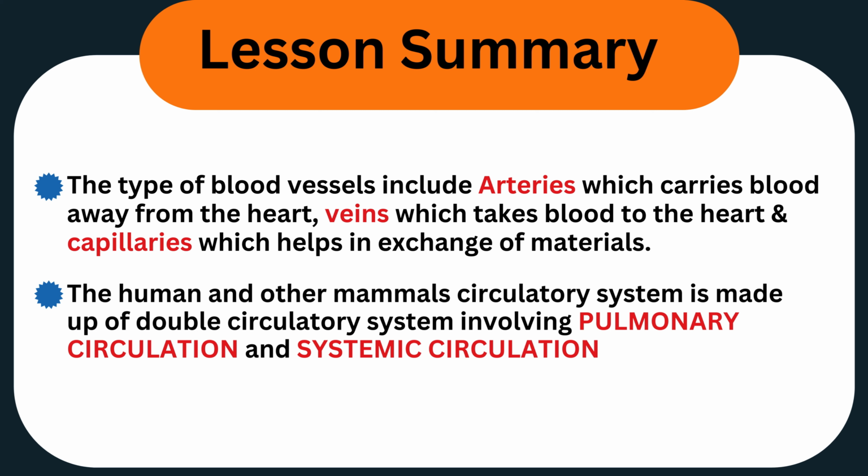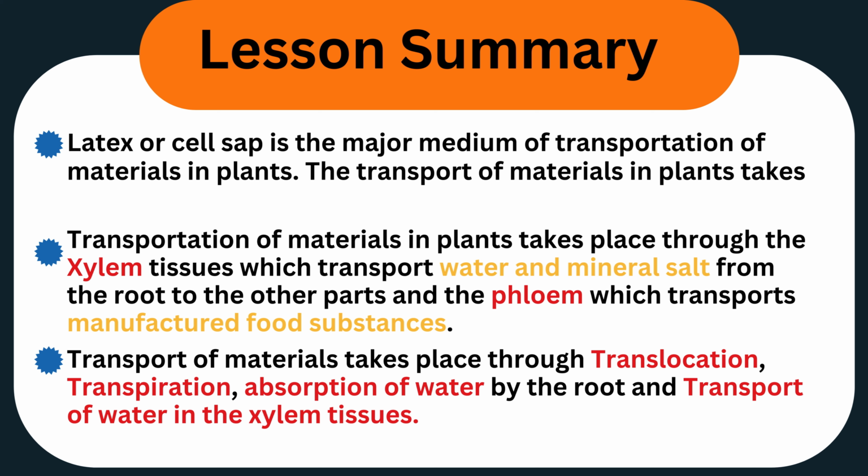and capillaries, which help in the exchange of materials between the blood and the different cells and tissues of the body. The human and other mammals' circulatory system is made up of double circulatory system, including pulmonary circulation and systemic circulation. The medium of transportation in plants is the cell sap or latex, and in unicellular or simple multicellular organisms, transport takes place via simple diffusion.